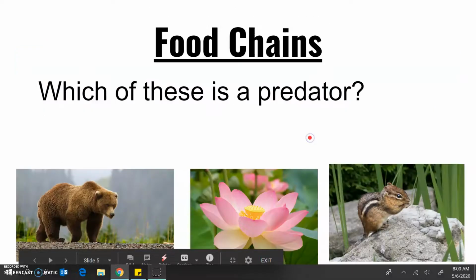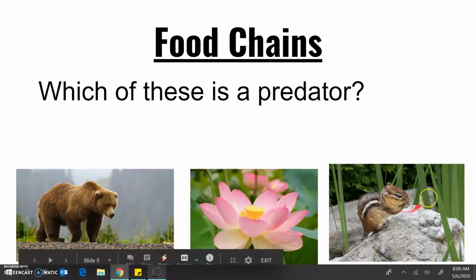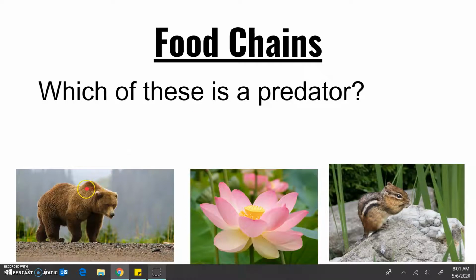Okay? So let's talk about food chains first. Which of these is the predator? You can pause the video for a second if you're thinking. We have a bear, we have a flower, we have a chipmunk. Alright? Yes, the predator would be the bear.